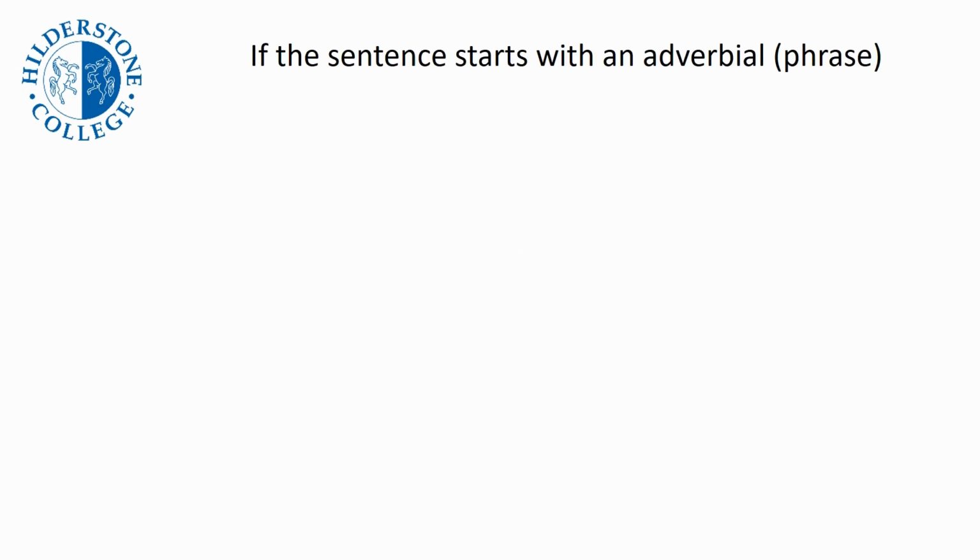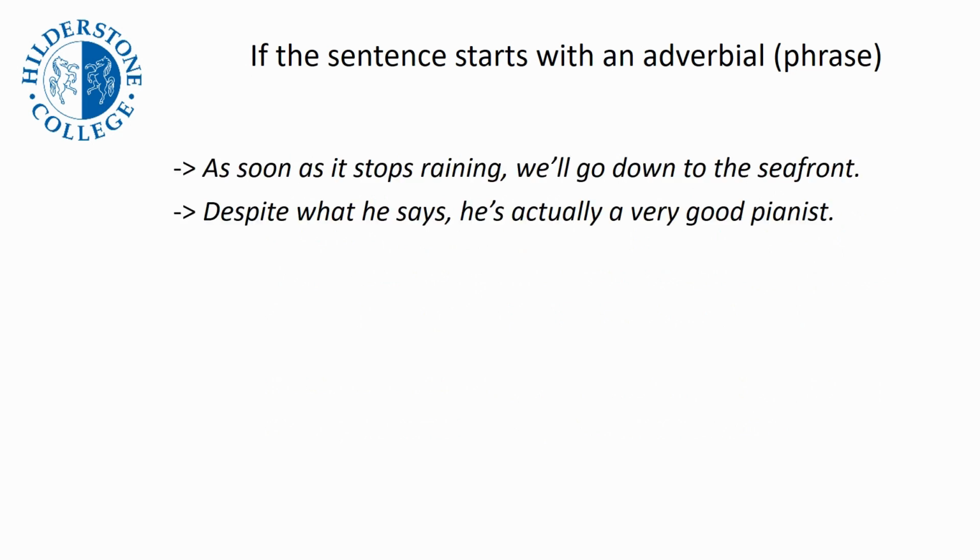Okay, let's look at the next time where we use commas then, and that's if a sentence starts with what's called an adverbial or an adverbial phrase. Now, don't worry, that's a big word, but you will recognize these when you see them. Let's look at a couple of examples. "As soon as it stops raining, we'll go down to the seafront." "Despite what he says, he's actually a very good pianist."